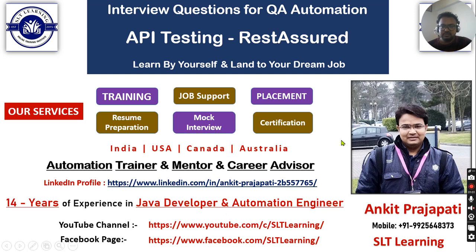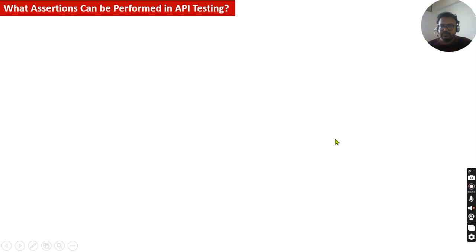So let's see, today's question for this video will be: what assertion can be performed in API testing? I would suggest this is one of the most common questions, right? Even if you're a fresher, they will definitely ask you what kind of assertion you do in API testing, or what exactly you validate in API testing. There are a couple of ways they can ask this question. Validation in API testing or assertion in API testing, both are the same thing.